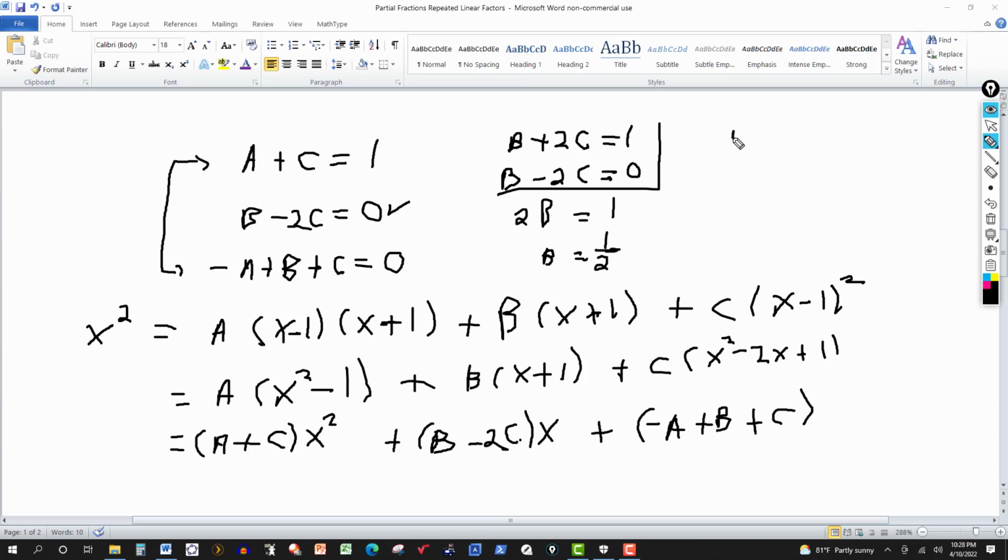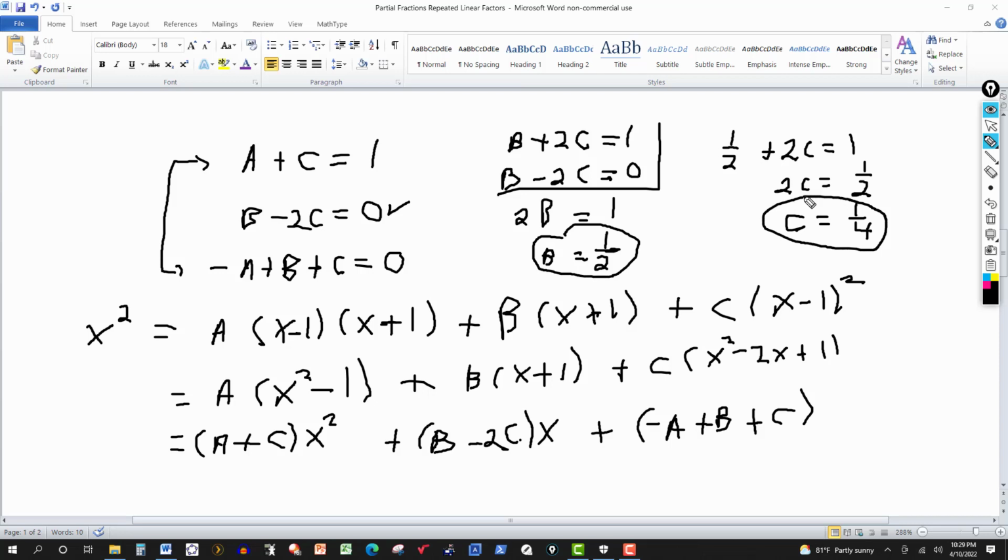So let's look at the first one then. Put a 1/2 where the b is. The plus 2c is equal to 1. Subtract 1/2 from both sides. We get 2c is equal to 1/2. Multiply both sides by 1/2 to cancel the coefficient here. This will go to 1c. Multiplying the other side by 1/2 will give me c is equal to 1/4. 1/2 times 1/2, so c is 1/4. So I get b is 1/2, c is 1/4.